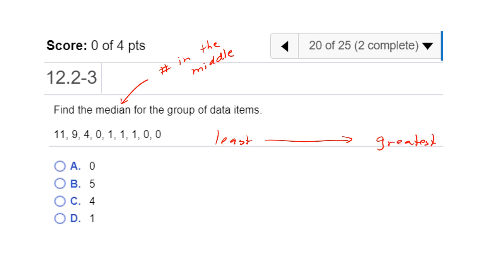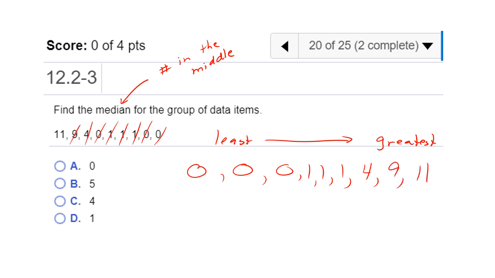So I will take the smallest values, and I notice I have 3 zeros. So I will take those first. Then I have 3 ones going in numerical order. Then I have a 4, which would be the next value, then a 9, and then an 11. So that's from smallest value to largest.